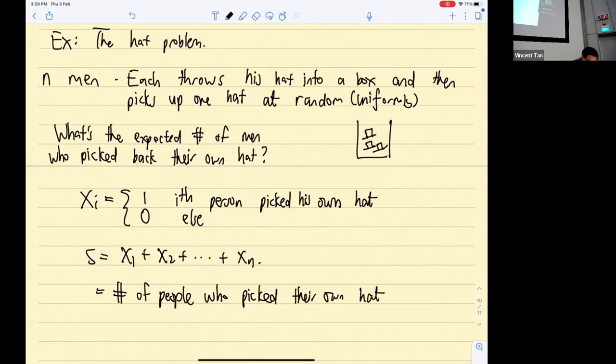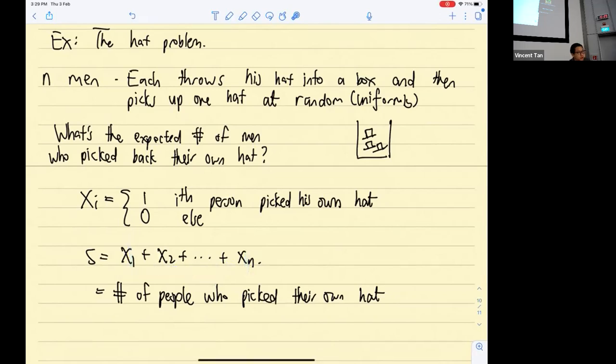Because, if this is 1, that is 1, and everything else is 0, it means that two people, in particular the first person and the last person, picked their own hat, and everybody in the middle did not pick their own hat. Correct?